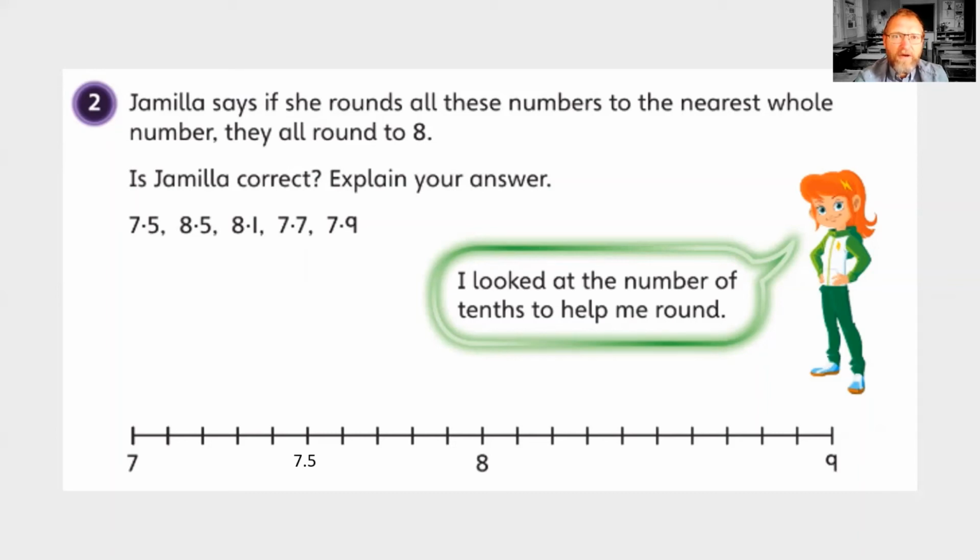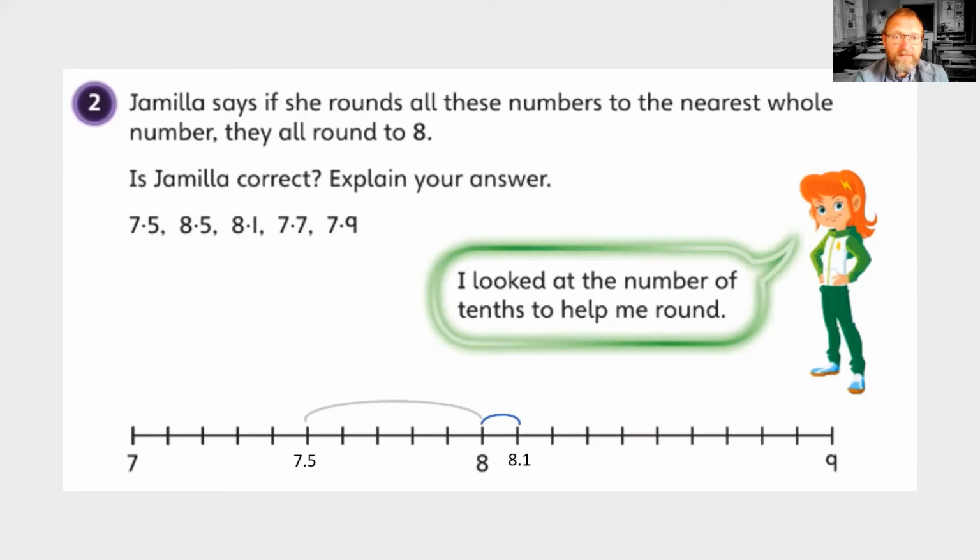7.5. Now, Jamelia says they all round to 8. So there's that rule again, 7.5. Do we round that up or do we round it down? We round it up, yes. So 7.5 is a number that you would round to 8. 8.5, I'm going to leave that one for the moment because I'm going to go to the next one, 8.1. 8.1, would we round that down to 8 or would we round it up to 9? Which is the nearest whole number? Yes, we'd round that one down to 8 because it's only 1/10 away.